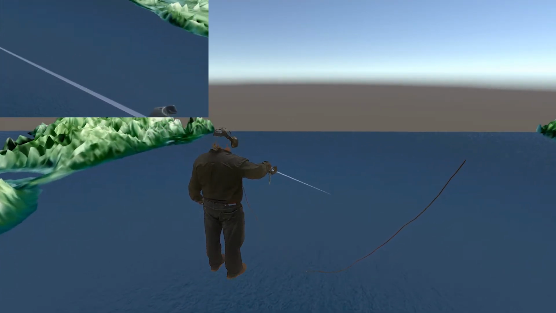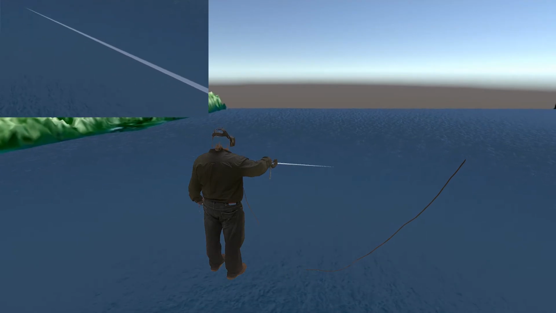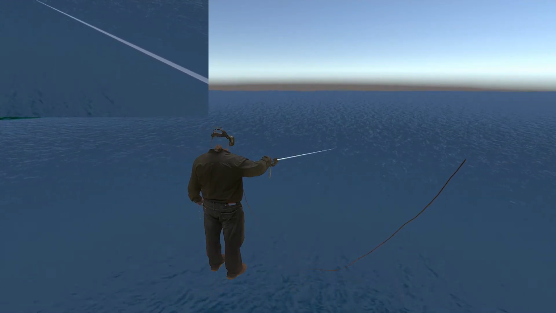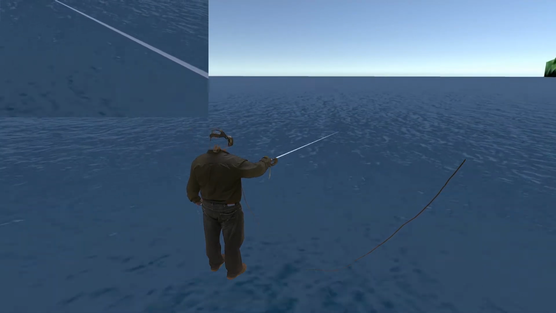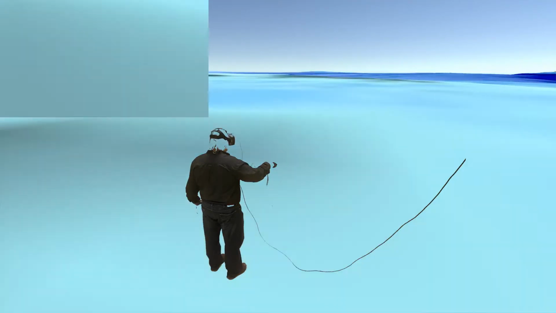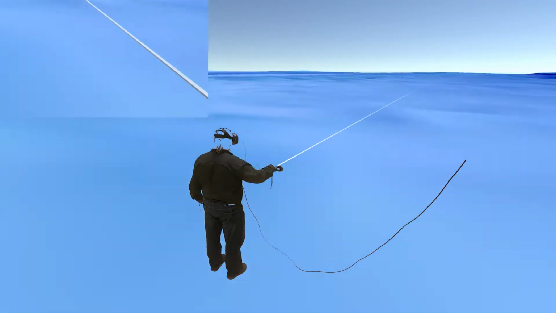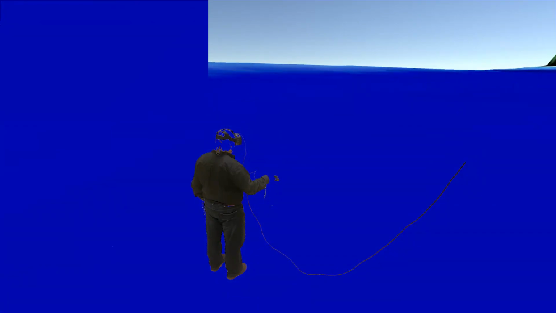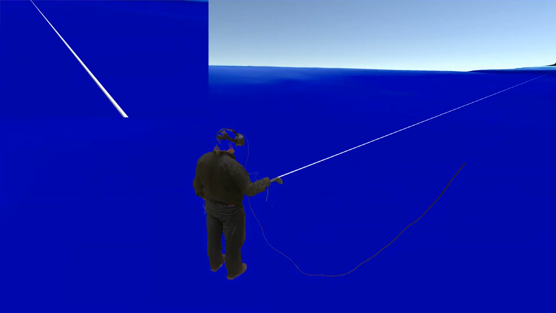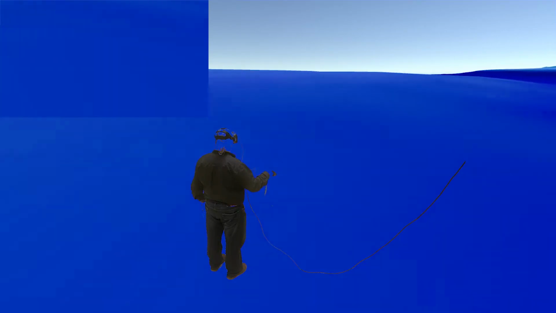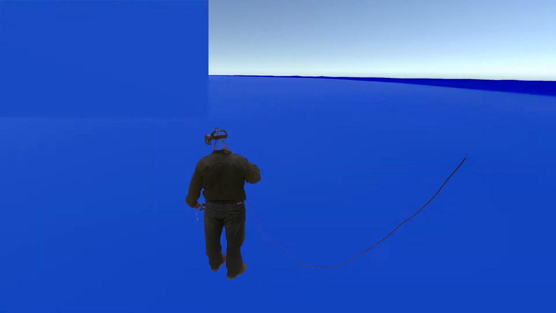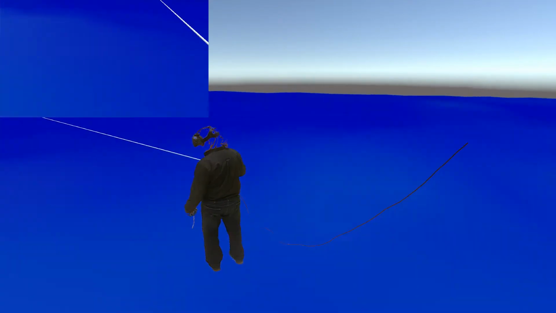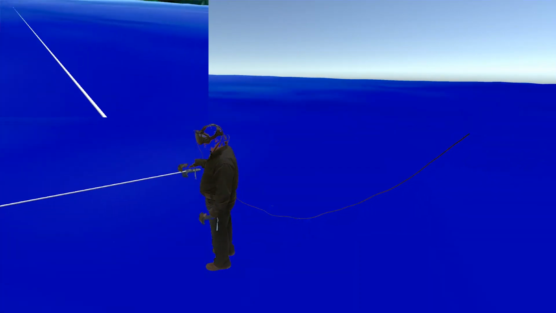So the laser basically penetrates through the water column, sees under the water, into these deep areas. You can see there's a deep channel here.